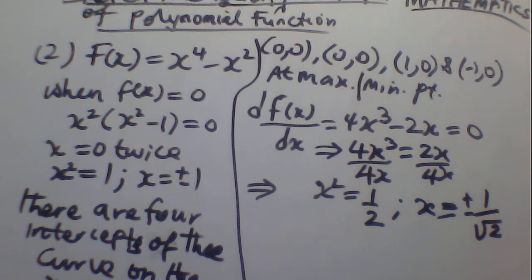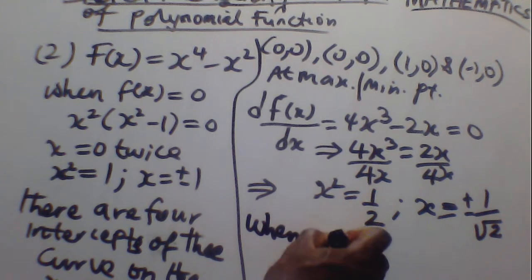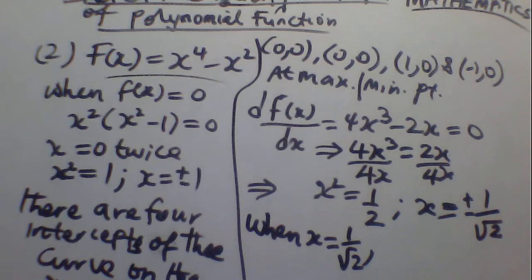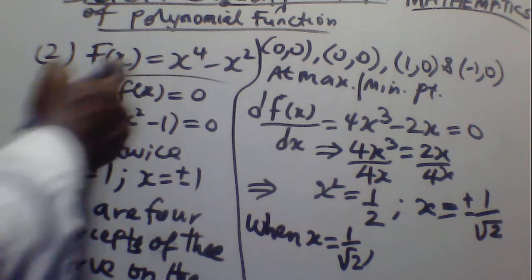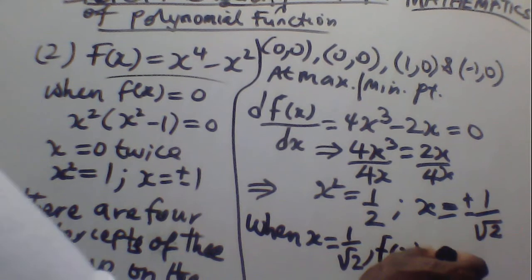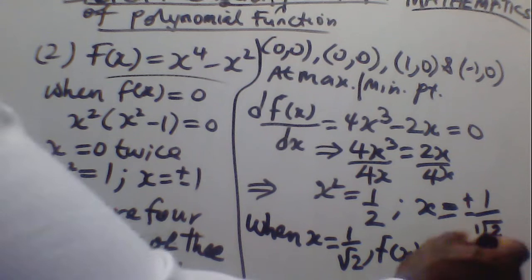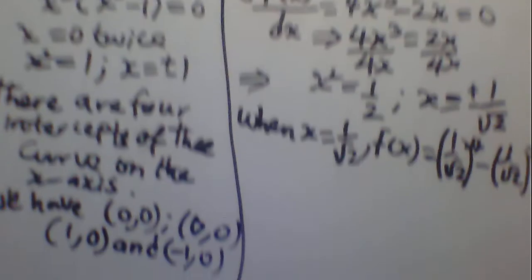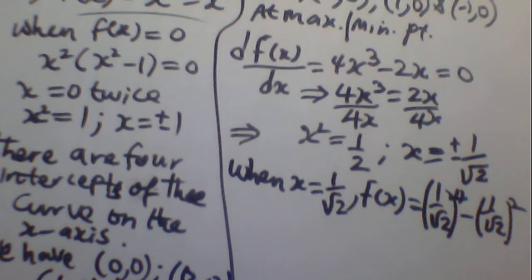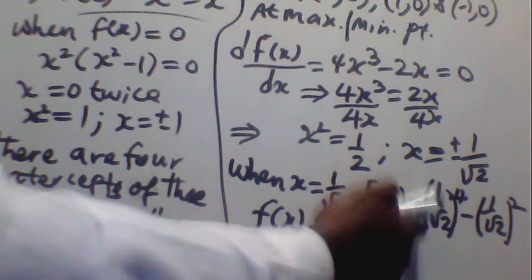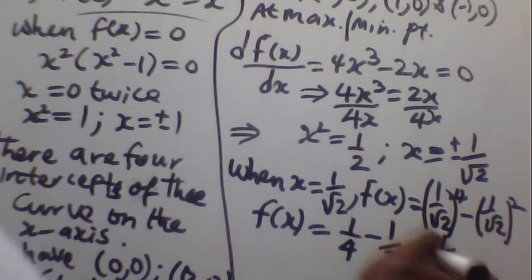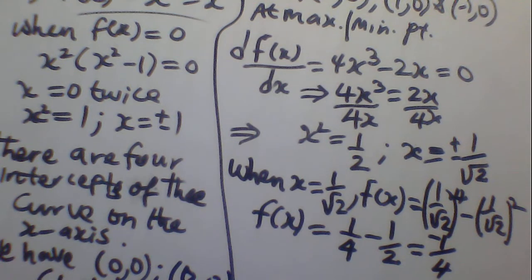So having gotten the value of x at the turning point, we can now find the value of the function at the turning point. When x is equal to 1 over root 2, put this value in this function. Put this value of x in this function to find f of x. So f of x will be equal to 1 over root 2 raised to power 4 minus 1 over root 2 raised to power 2. If you simplify this, we have 1 over 4 minus 1 over 2. If you simplify it further, you have 1 over 4 minus 2 over 4.